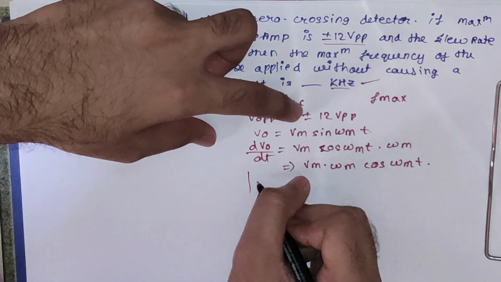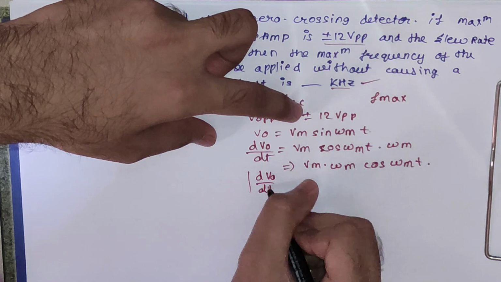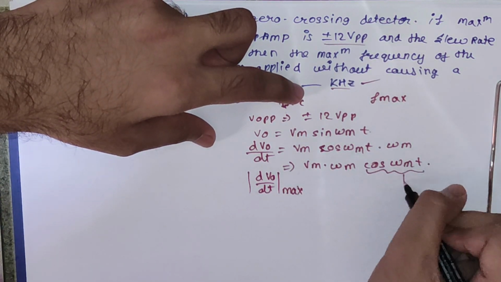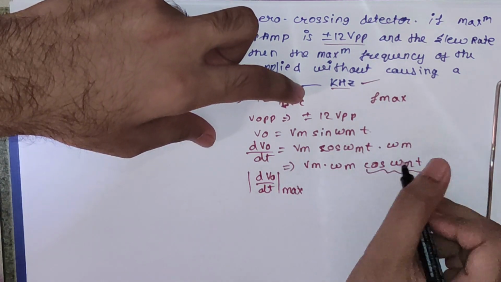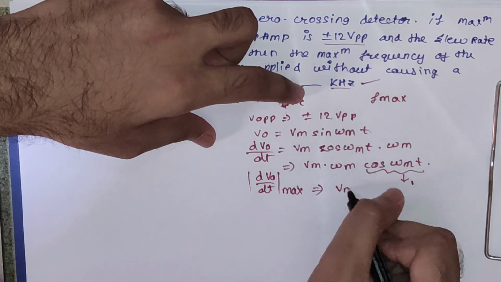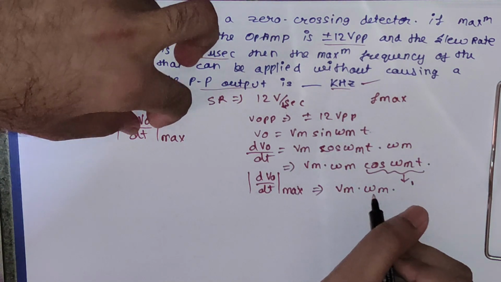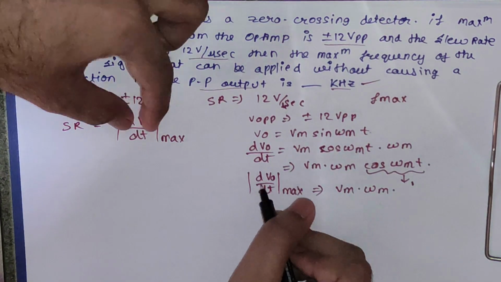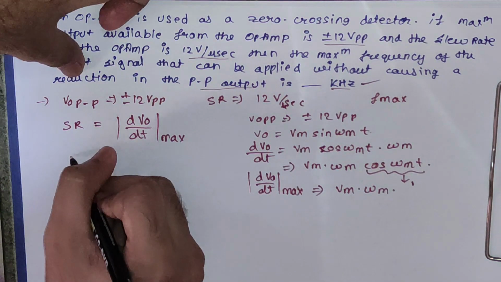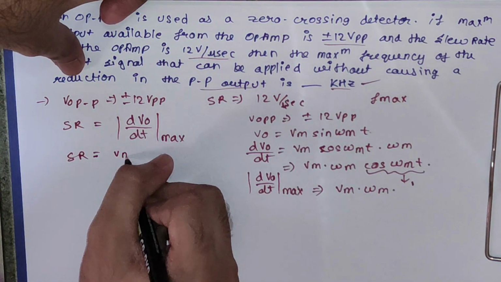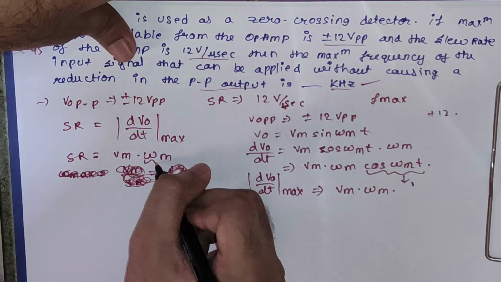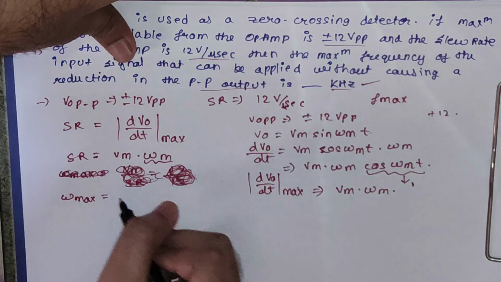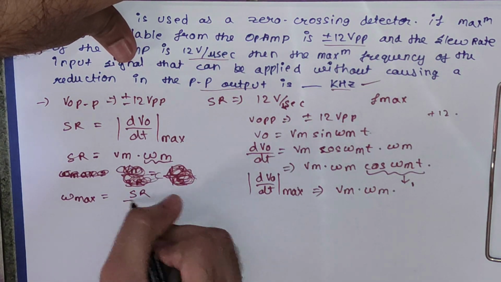But now we want the maximum change, dVo by dt maximum. So for maximum, this cos term should be 1. If this term is 1, we will get Vm into omega m. So this is our change in output voltage with respect to time, that is to be maximum. So we can replace this term and write slew rate equals Vm into omega m. Since we want omega m, we can write it as omega max, equal to slew rate upon Vm.